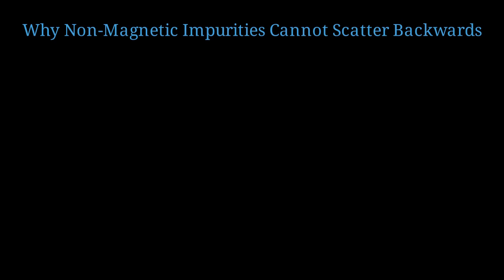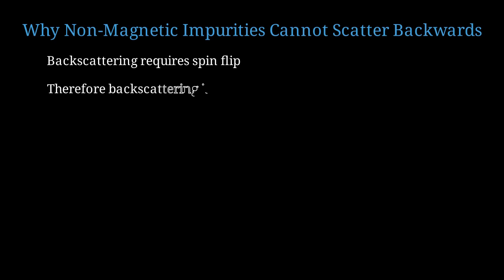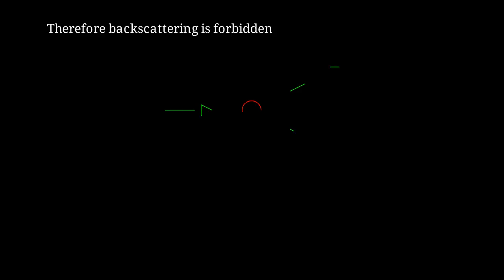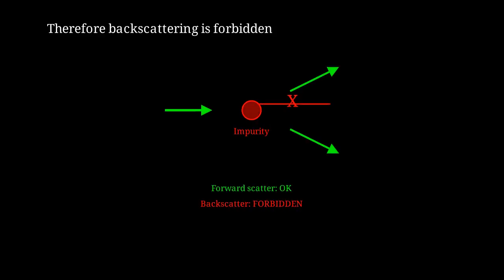But to scatter backwards, the electron must flip its spin because of spin momentum locking. To go from momentum k to momentum negative k requires flipping the spin by 180 degrees, but ordinary impurities preserve spin. Therefore, backscattering is topologically forbidden. The electron can scatter at small angles, but perfect backscattering is prohibited. An electron approaching an impurity can scatter forward at various angles, but it cannot scatter straight backwards. This is the essence of topological protection.